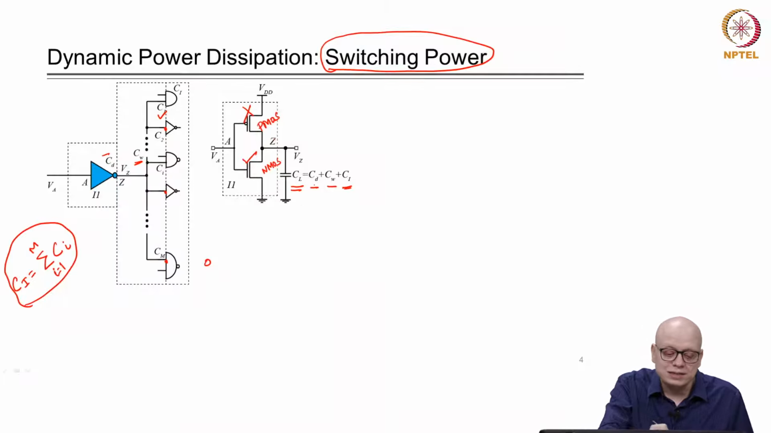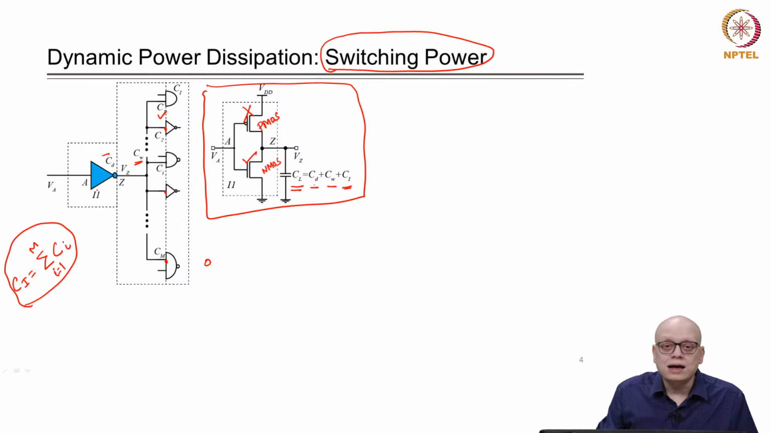So, we can represent this circuit using this transistor level circuit, right. We have replaced the inverter with the PMOS and NMOS implementation, and we have replaced all the load capacitances with a load capacitance CL, which is the sum of Cd plus Cw and Ci, right.